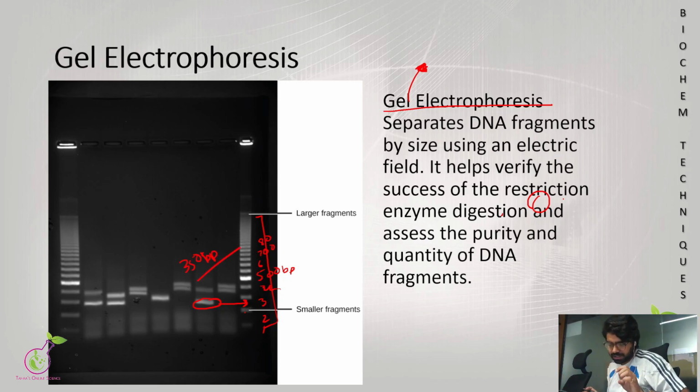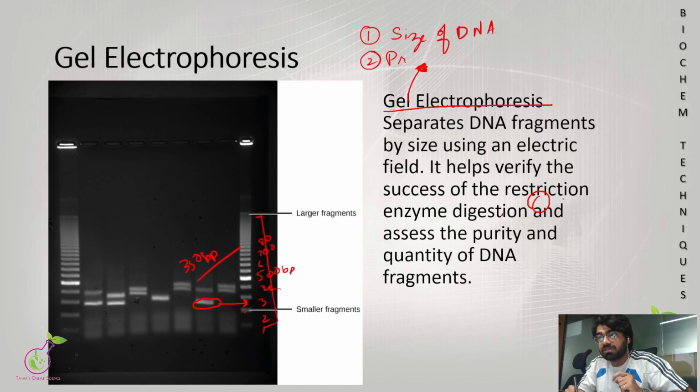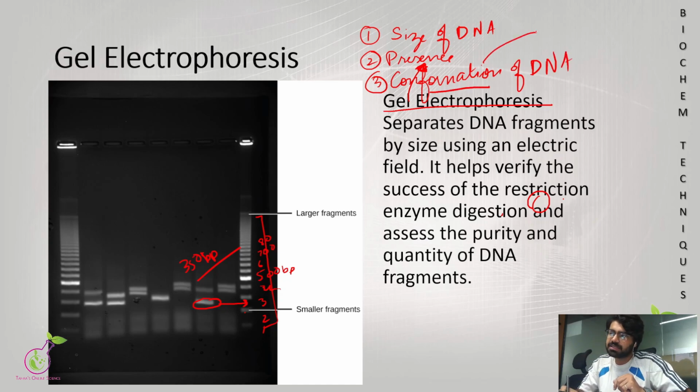So gel electrophoresis is used to study, I'm going to write it down: one, the size of DNA molecule and the presence of DNA molecule, and sometimes in some cases the conformation of DNA. So conformation is a very scientifically fancy term for the shape of DNA.